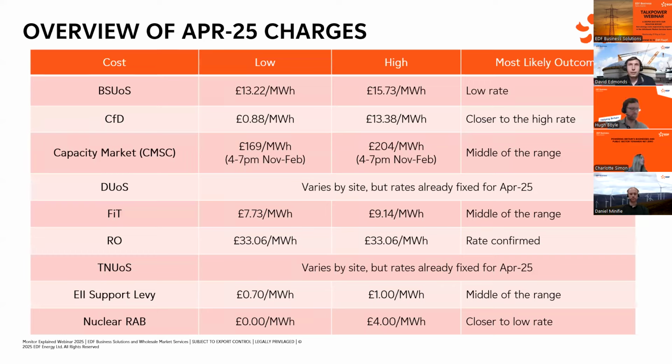The capacity market is the next one. As I mentioned earlier, we'll go into this in a bit more detail. The key thing to note here is this range has narrowed significantly off the back of having the T-1 auction in March. So we now have a lot more certainty over what that cost will be. There are still a few things that could change around things like chargeable demand in the 4 till 7 p.m. November to February working day periods. So that's why there is some range of what the actual rate of charge could be. But generally speaking, somewhere close to the middle of that range is a good assumption and shouldn't be too far off what we ultimately end up seeing when that's all outturned.